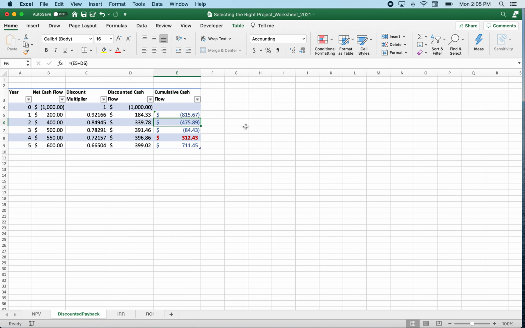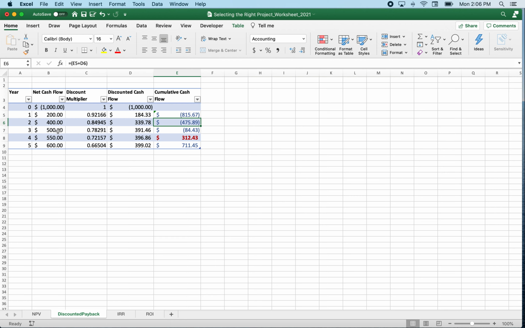Now in year 2, we've projected $400 of revenue, which translates to $339.78 in present value. And we add the $339.78 to our balance of negative $815.67. And we find that we are still in the red. We're still not positive in terms of recouping our investment, but we're closer. And we're at negative $475.89.